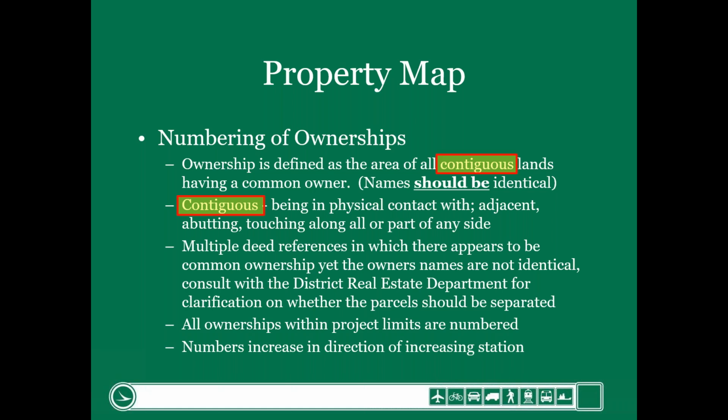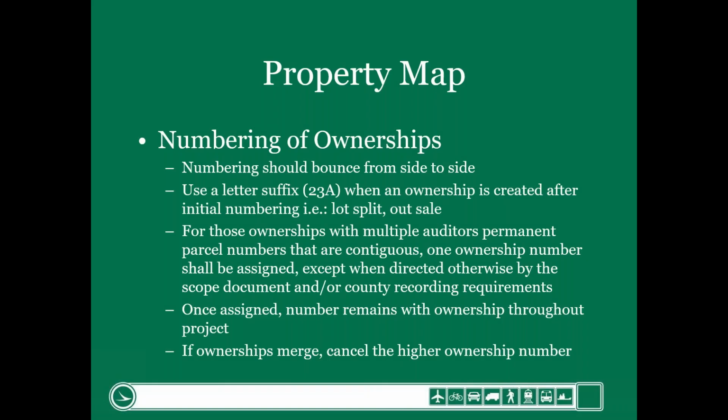So there's other things in here. All ownerships within a project limits are numbered from the beginning of the project to the end. Numbers increase in the direction of the increasing station. The numbers should bounce from side to side. We don't require that there be odd or even on either side or anything like that. The rest of this, read through at your leisure.